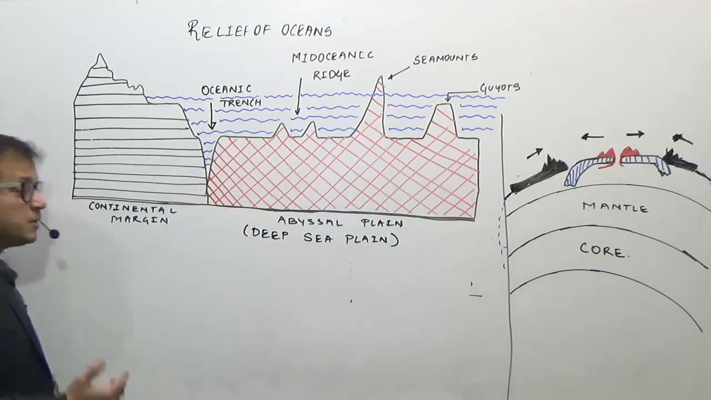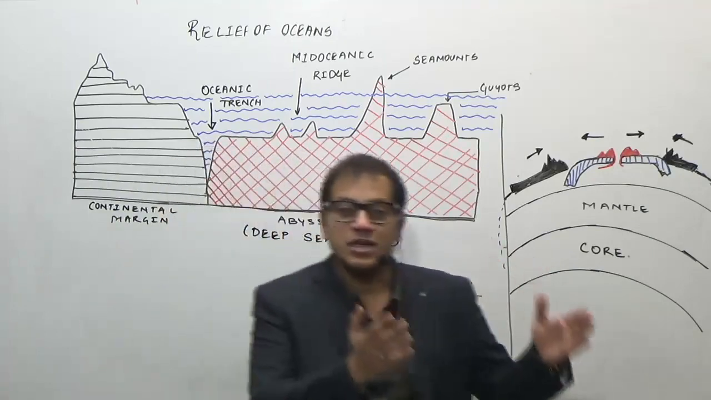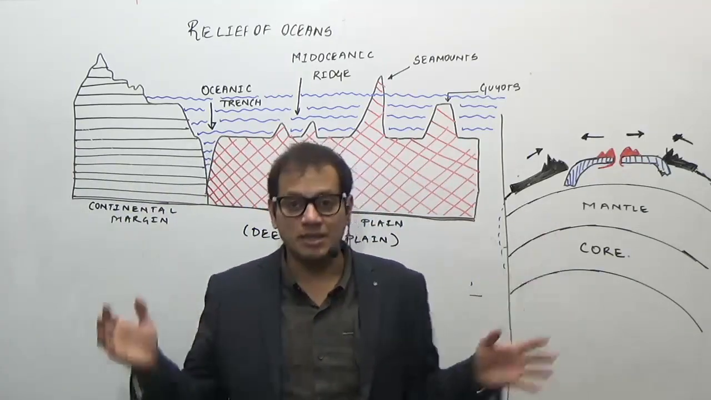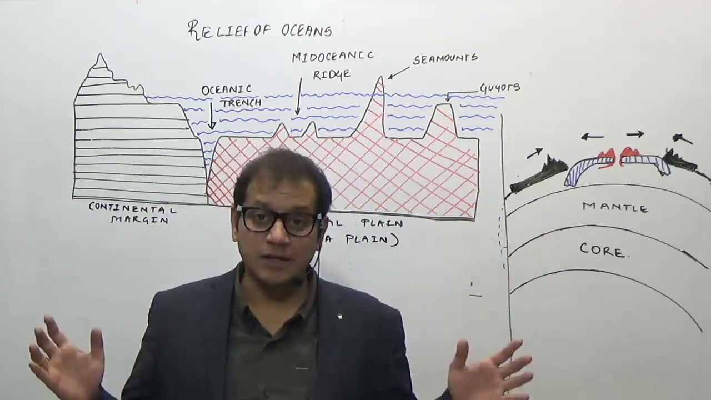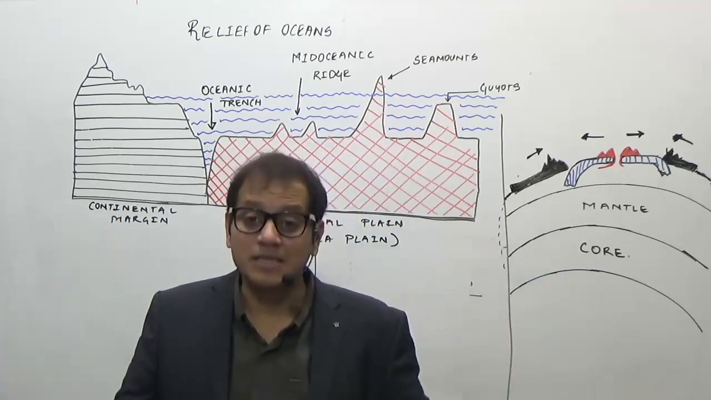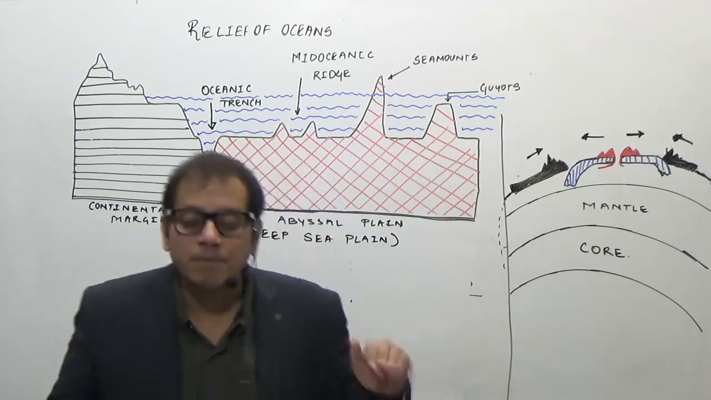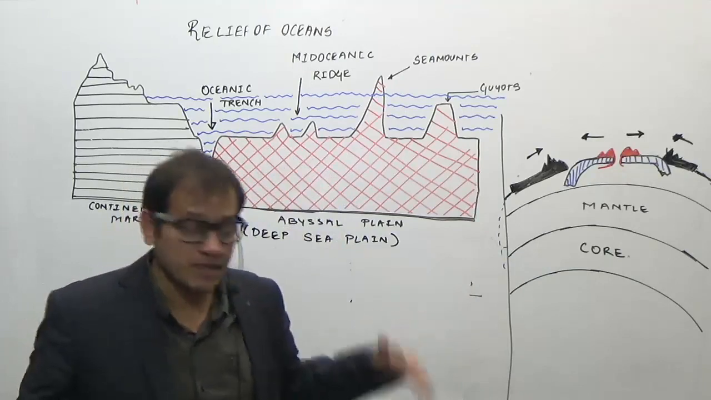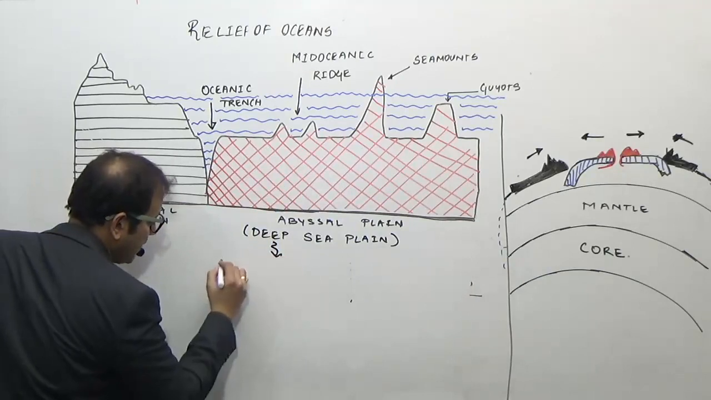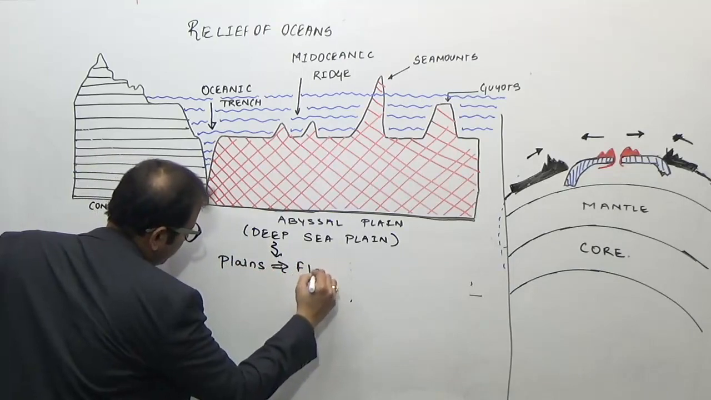Now, what is this deep sea plain, or this abyssal plain? Continental margin has relief features like continental shelf, slope and rise. Obviously, the abyssal plain or the deep sea plain will also have relief features. Before starting the relief features, what is this deep sea plain? The deep sea plains, as the name suggests, are the plains lying in the deep sea. That means these are the plains. What are plains? Plains means flat topography.